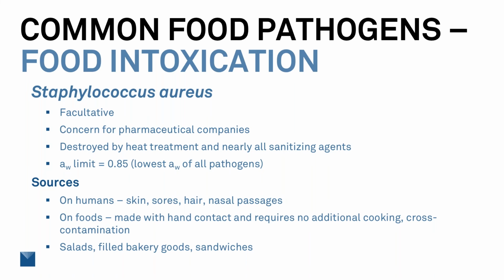Salads, filled bakery goods, and sandwiches. An interesting thing is if you find Staph aureus on food processing equipment, it is generally an indication of poor sanitation. So this one can be taken care of quite easily if you're careful with cleaning and prep and try to minimize that cross-contamination issue.